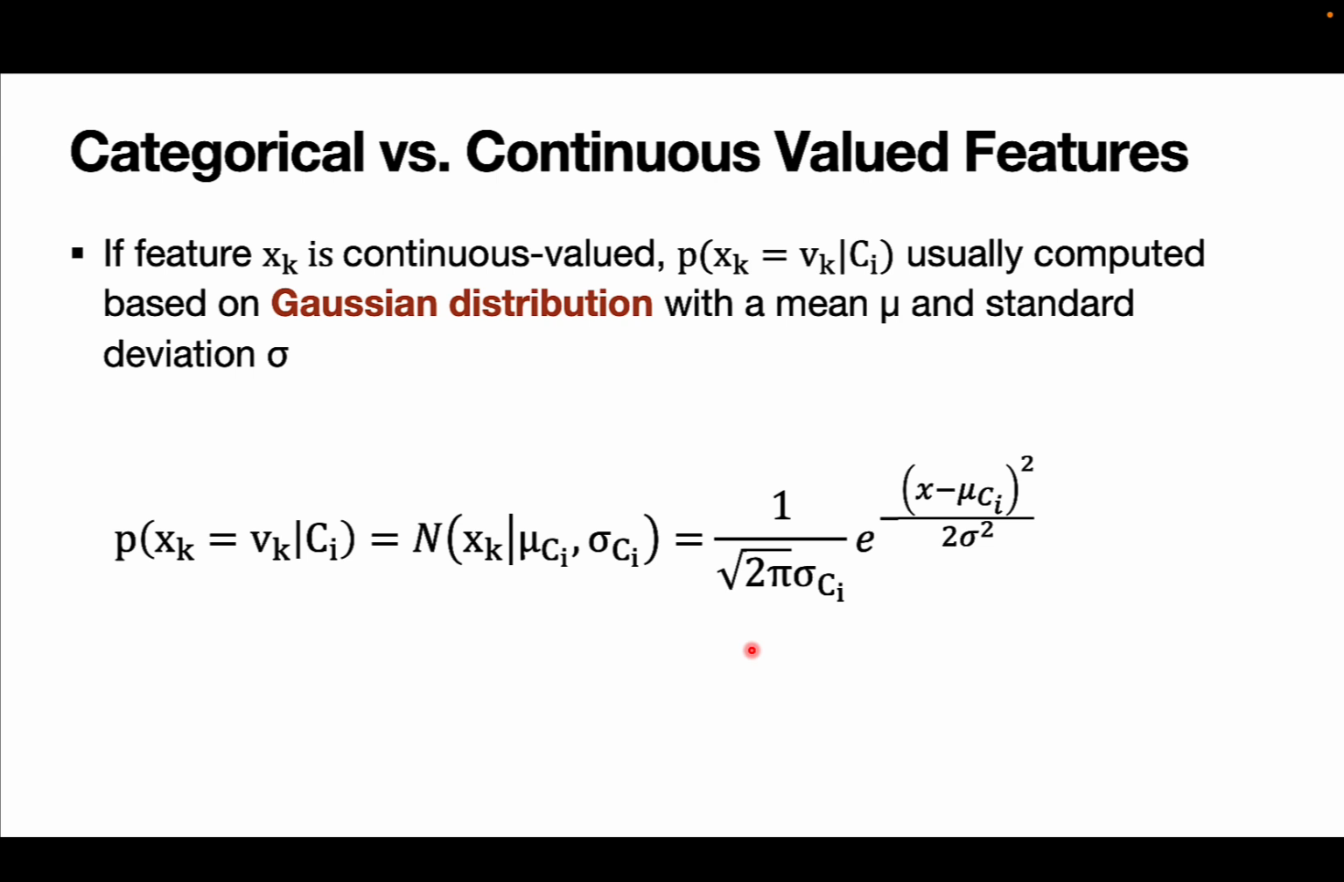When features are continuous, they are often modeled using a Gaussian normal distribution. Each class has a mean and standard deviation, and the probability of a feature given a class follows this Gaussian distribution. Then the overall probability will be the product of these individual feature probabilities.